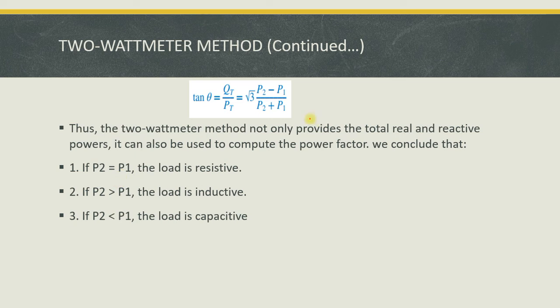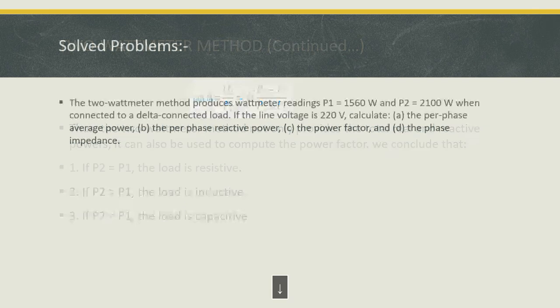then my load is purely resistive. Suppose my P2 is greater than P1, then my load is inductive. Suppose my P2 is less than P1, then my load is capacitive in nature. So it is a very effective method to measure the real power, reactive power and power factor. Also, from the powers themselves, we can say whether the load is resistive, inductive or capacitive. It is a very effective method.